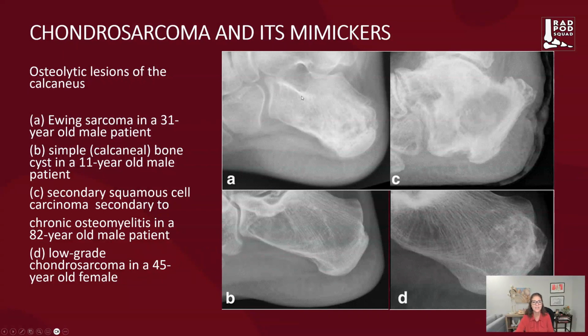In A, this is a Ewing sarcoma in a 31-year-old patient. Take a look. There's sclerosis and irregularity. In B, noticing that we're seeing this loosened area of a simple bone cyst in an 11-year-old male patient. In C, we're seeing a secondary squamous cell carcinoma. These are biopsy-proven lesions. And lastly, in D, here's a low-grade chondrosarcoma seen in the dorsal aspect of the calcaneus in a patient, an end-of-bone lesion.